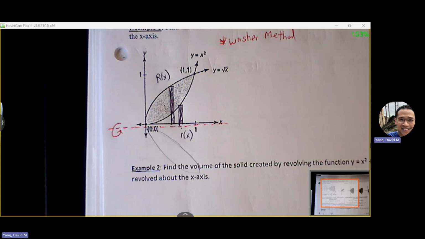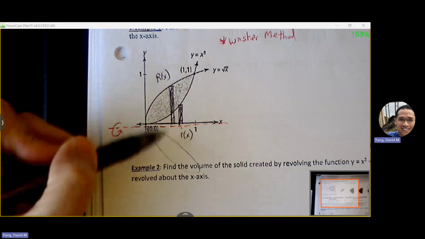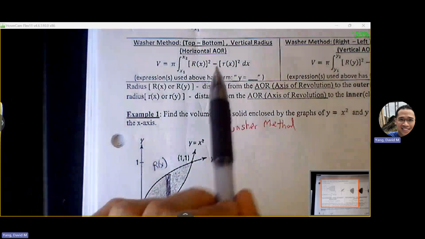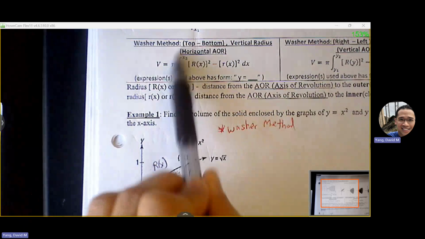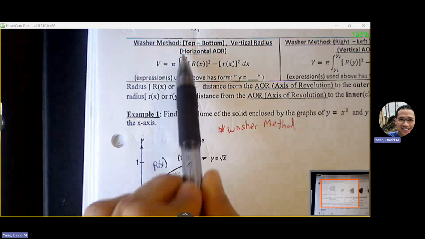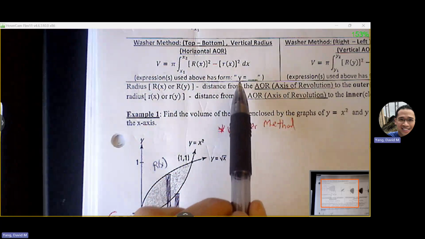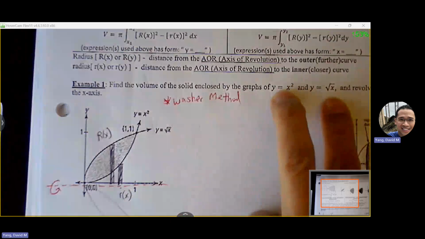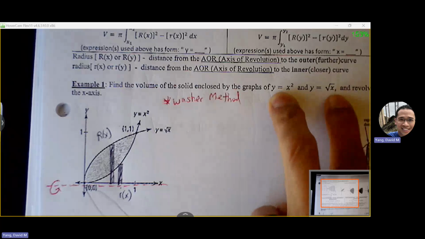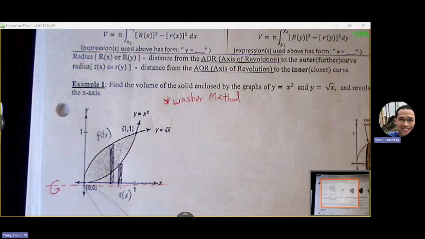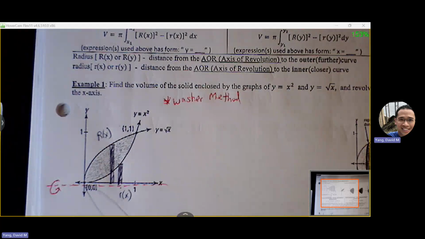All right. We see vertical radius. So if we see vertical radius, we're dealing with an easier problem. We're doing top minus bottom. Everything is in terms of x. We're going to be using these functions that they provide for us. So all of our equations will look like y equals on the left side. And these equations are ready for us to use. Y equals x squared, y equals root x. Anytime you see a vertical radius, you know it's going to be an easier setup.